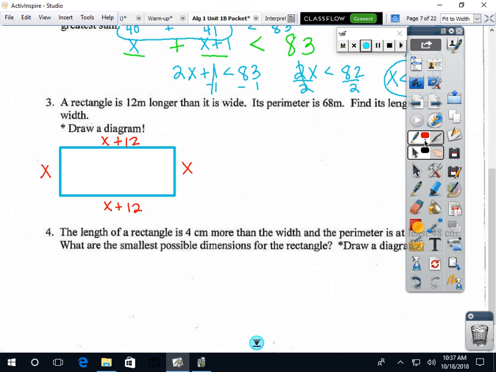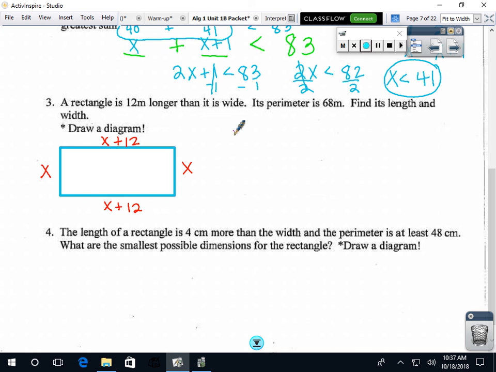Now, like Angel was just saying, it's perimeter. So we add up all four sides. So you'll be adding up the x plus 12 plus x plus x plus 12 plus x. Okay, I just added up all four. And they should add up to equal the perimeter of 68.